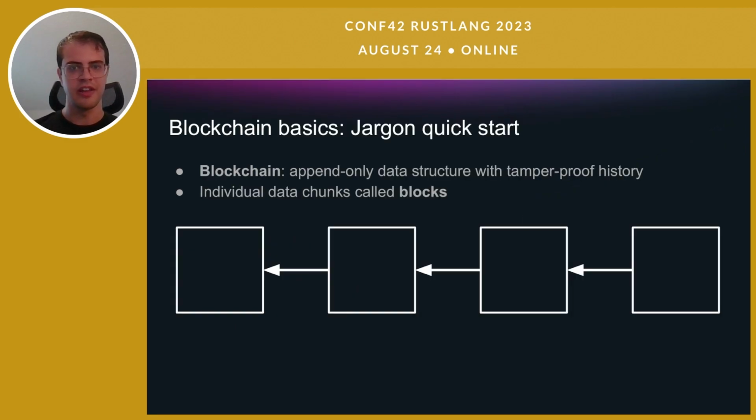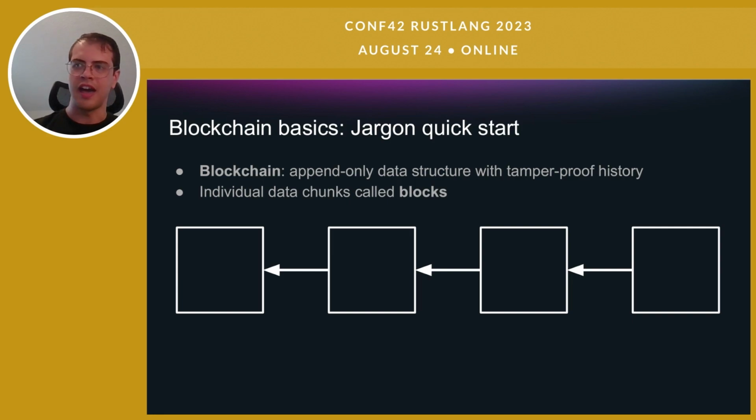So to get started, let's talk about blockchain basics. What is a blockchain? A blockchain is an append-only data structure with immutable history. What I mean by this is the data structure can only have additional data added to it, and once something has been added to the blockchain, it cannot be changed.